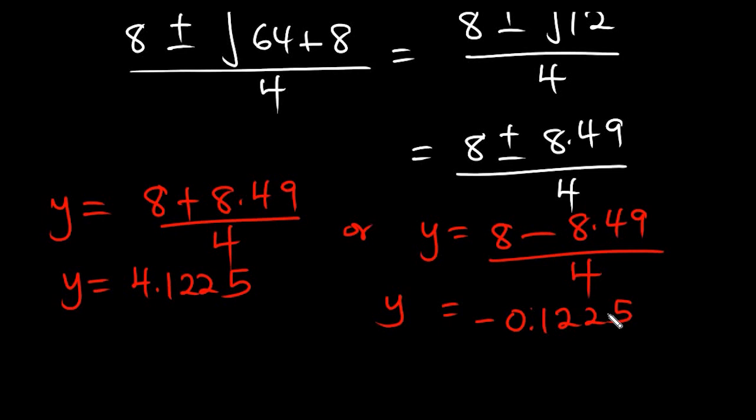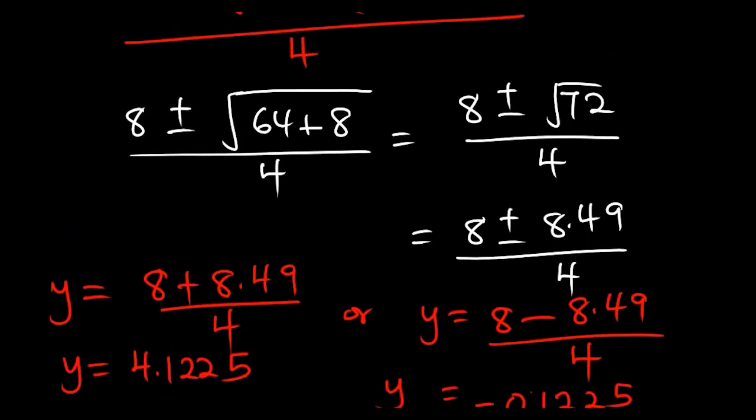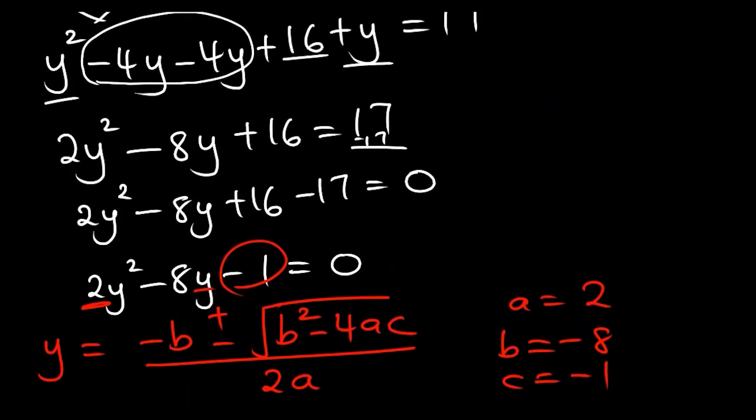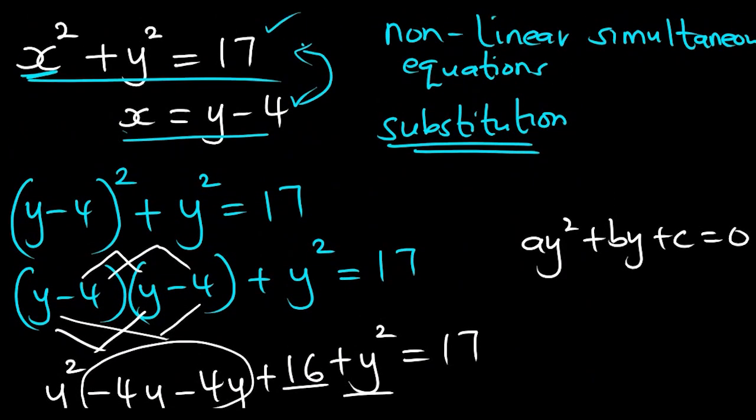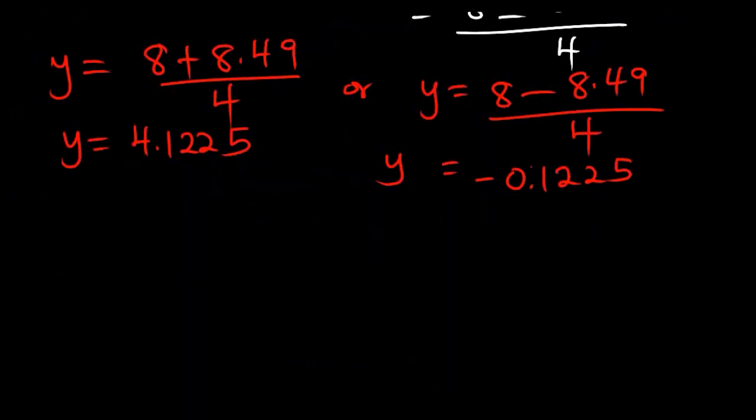So we now have the two values of y. We need to use them to get the two values of x. To do that, we are actually going to use one of the two equations. The easiest one to use is this one: x is equal to y minus 4. So what we just do is substitute y with these two values.